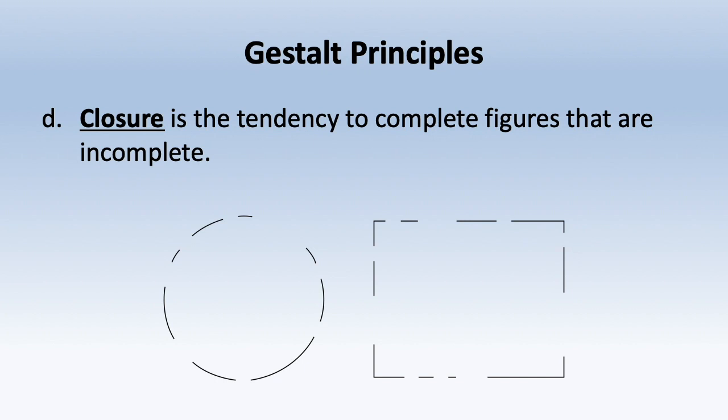Closure, the principle of closure, is a tendency to complete figures that are incomplete, like the ones we talked about earlier. But the principle of closure is that principle that completes the figure. It closes the gap. So, for example, here we can see a circle and a square or rectangle. And that's because our mind knows to fill in the gaps.